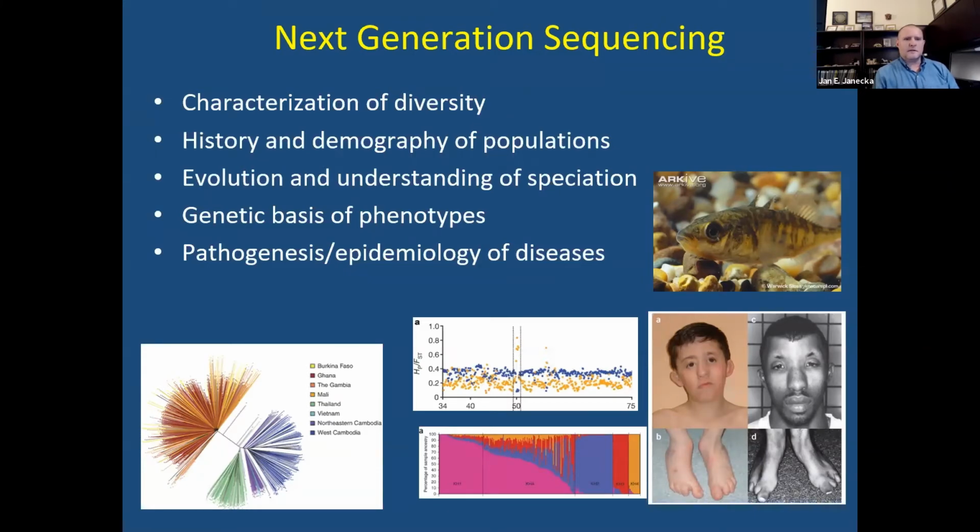Another photo I have is of humans, where there are rare heritable diseases. Researchers have been able to identify the genetic basis for these diseases just through sequencing the entire exomes of a couple of individuals. And then there have been really interesting things looking at the tree that I have here.